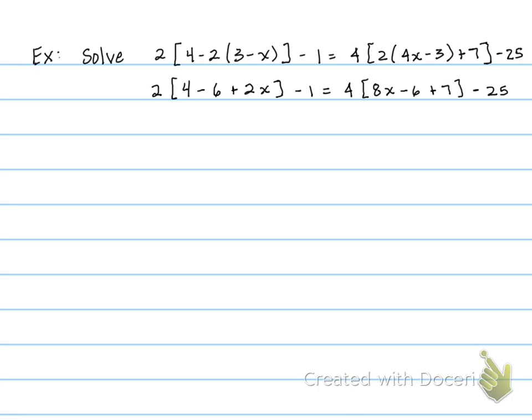So I'm going to do 4 minus 6, which is negative 2 plus 2x minus 1 equals 4 times 8x plus 1 minus 25. Oh, that's a bracket. Which one? 2x. I'm sorry, it looks like a 3. Note to self, don't drink coffee right before class. Okay.